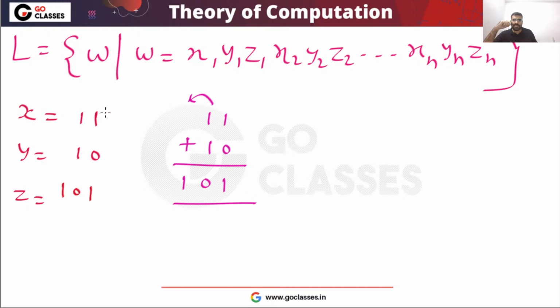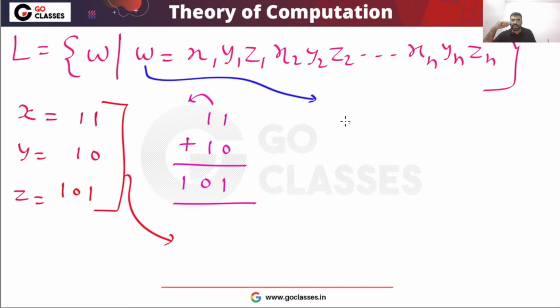So tell me, will we have this in the language? Will we get any string in the language because of this? No, right? We will not get any string because of this. Because every string in this language, if you notice, has length 3n, that is a multiple of 3. So because of this, no string we will get in the language.